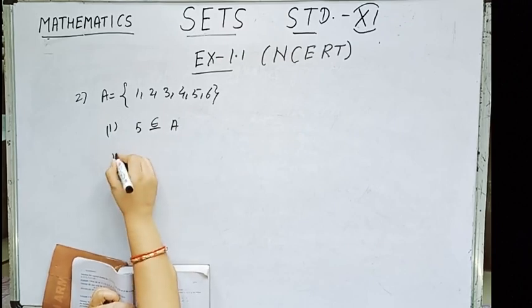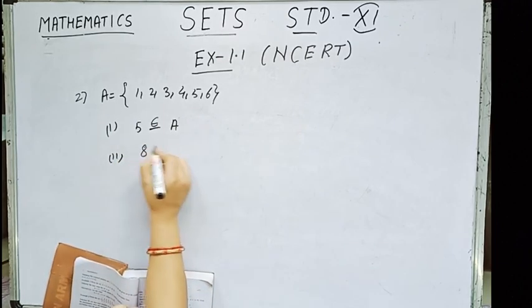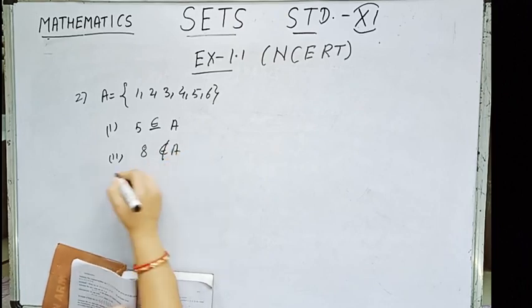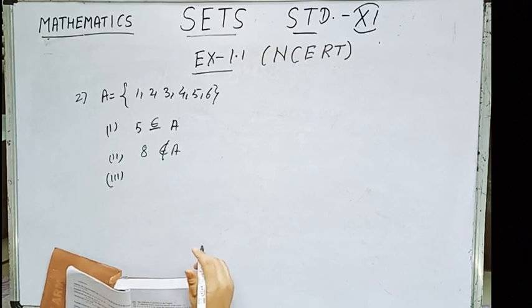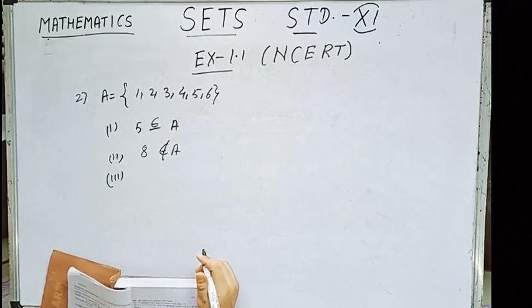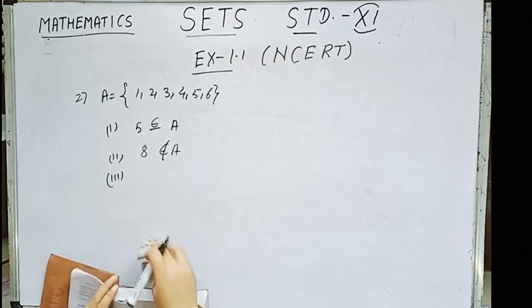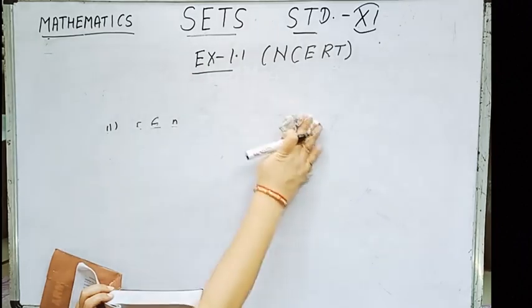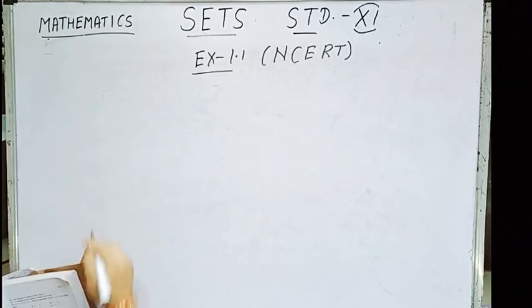Number 2, 8, we will write 8 does not belong to A. Number 3, 0 does not belong to A. 4 belongs to A. 2 belongs to A. 10 does not belong to A. So I think you can complete number 2. Do all the questions in your class copy.